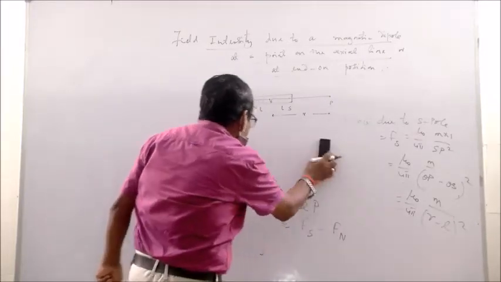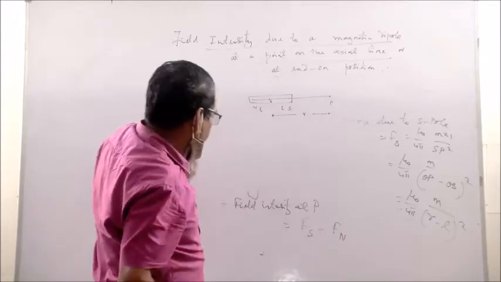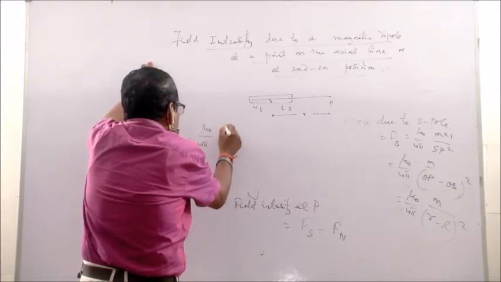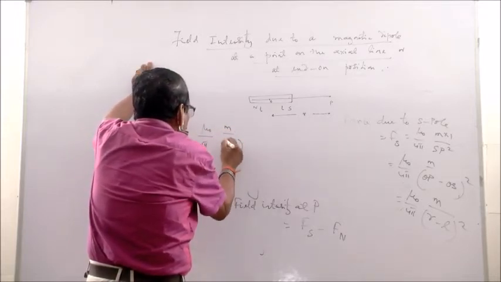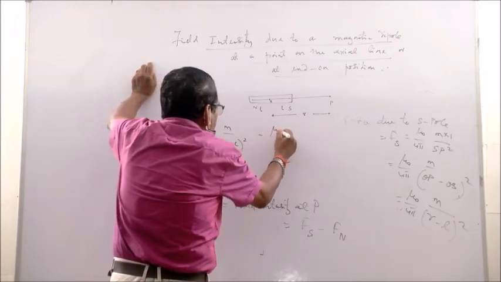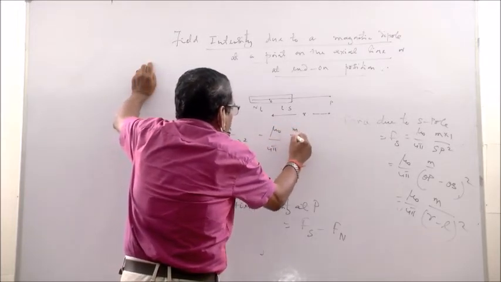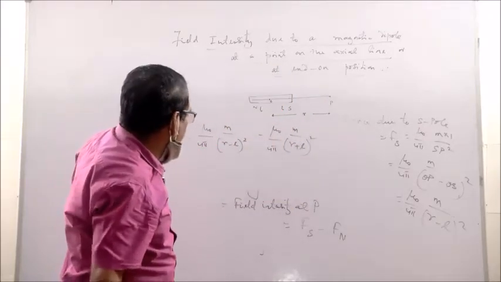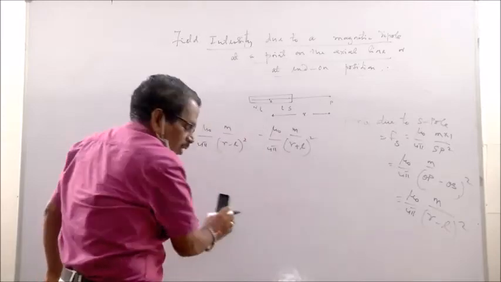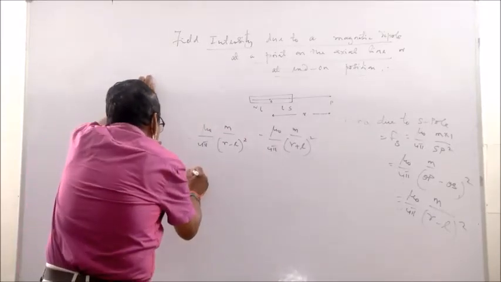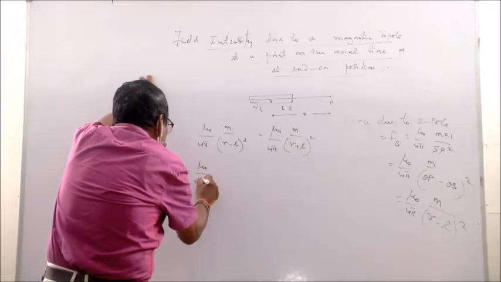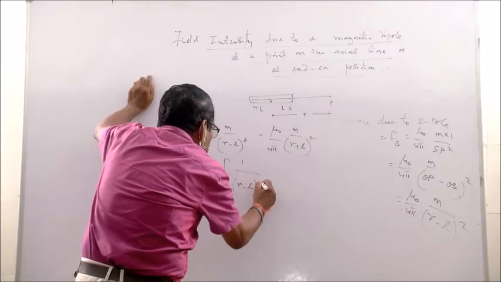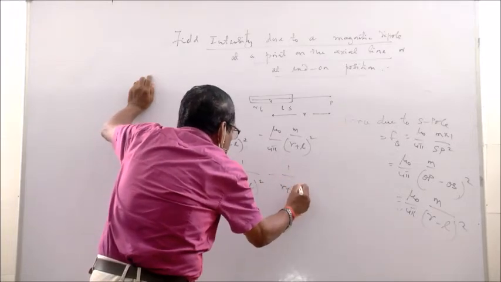So let us find out the magnitude of that force. That is equal to mu 0 by 4 pi, the mathematical part, m by (r minus L) whole squared, minus mu 0 by 4 pi m by (r plus L) whole squared. The next is the algebraic part: mu 0 by 4 pi m, into 1 by (r minus L) squared minus 1 by (r plus L) squared.